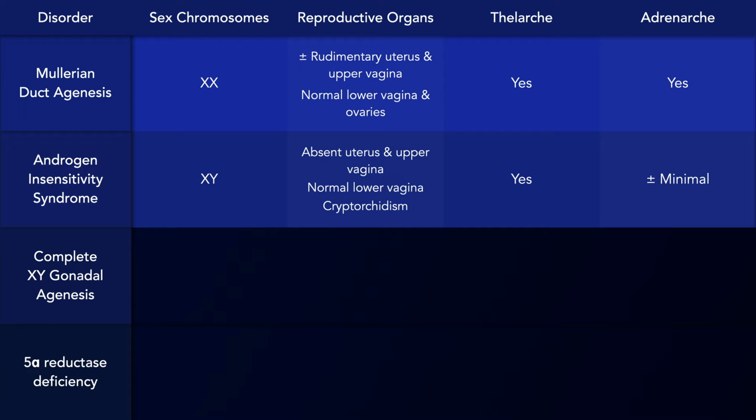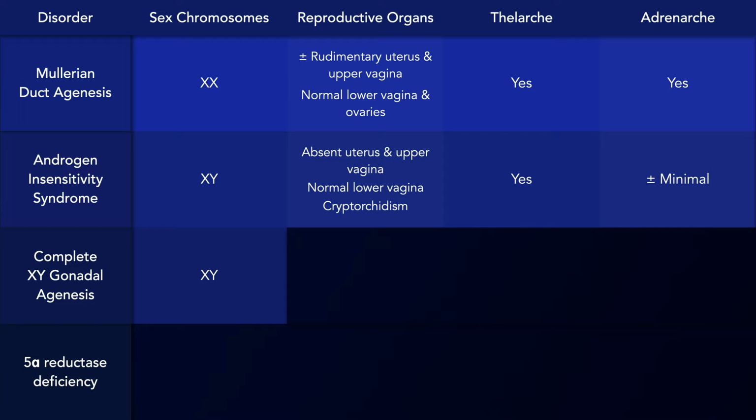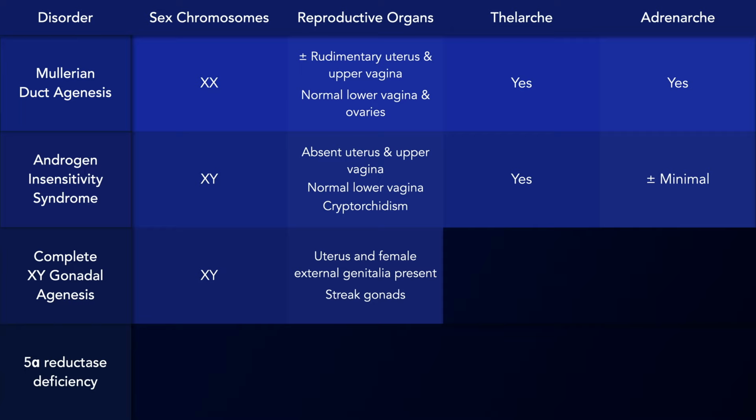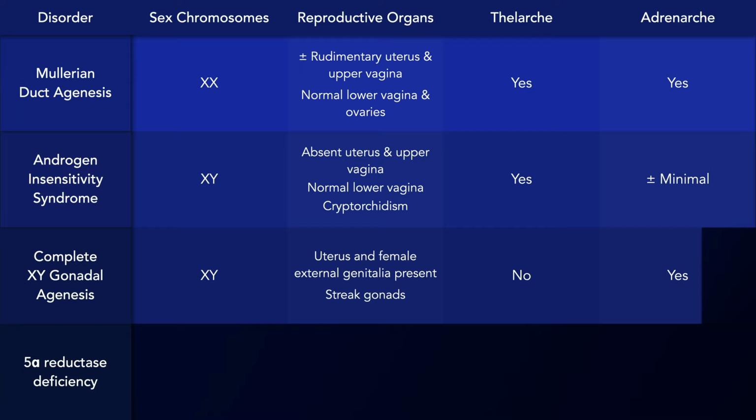With complete XY gonadal agenesis, the person's karyotype is, well, 46XY. They develop a uterus and external female genitalia, but with streaked gonads. Thelarche does not occur, but pubic hair does develop during puberty.